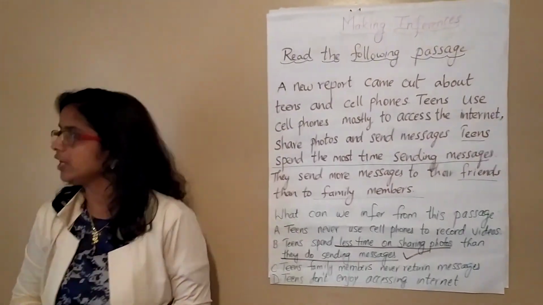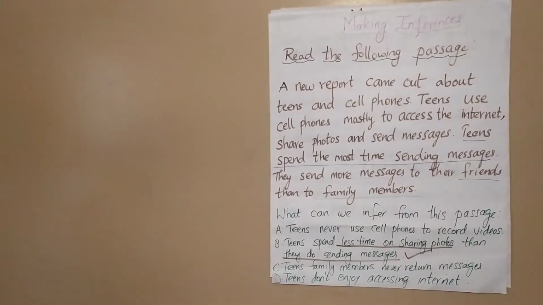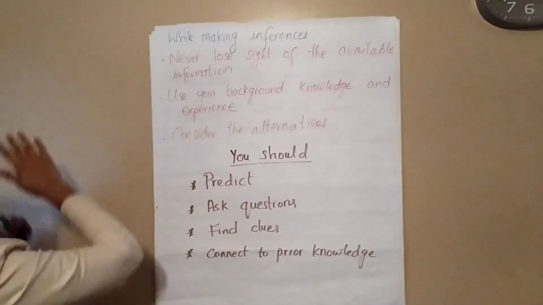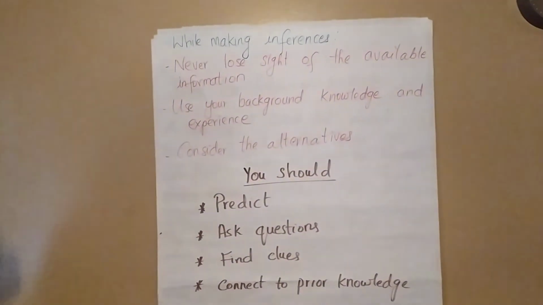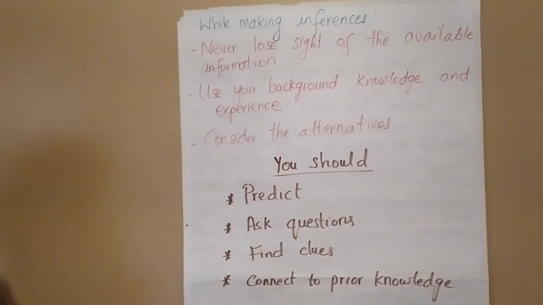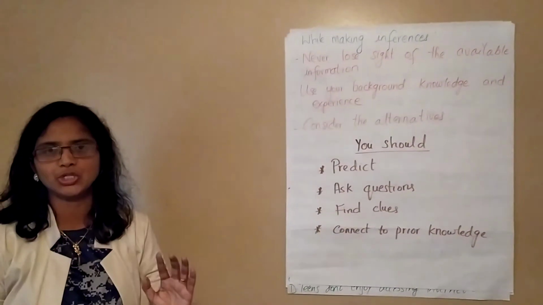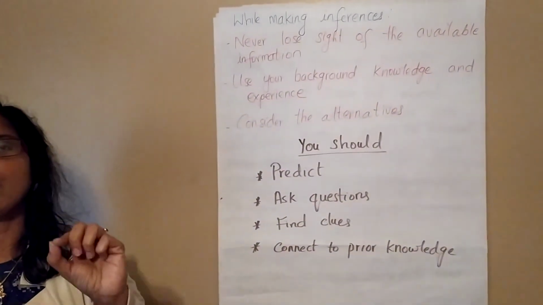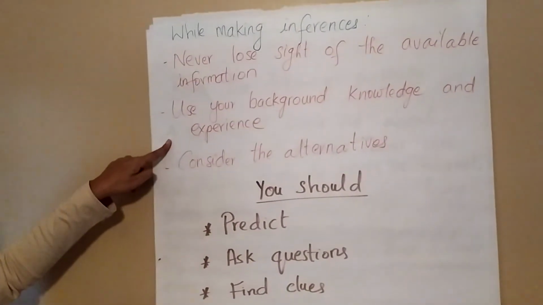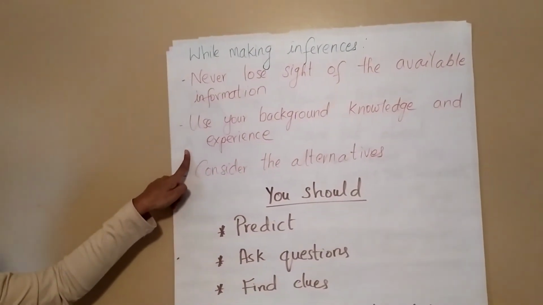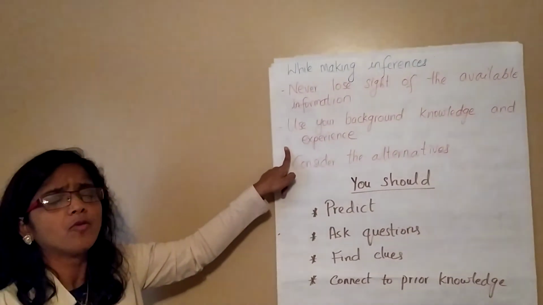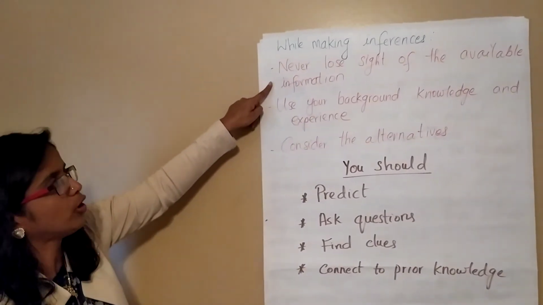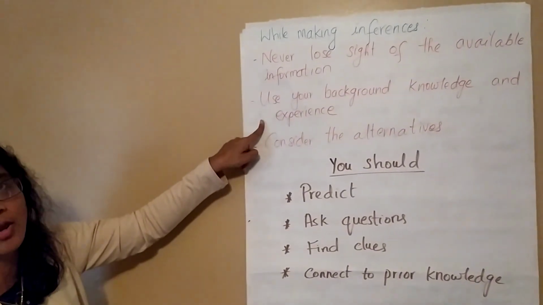So when you have to make inferences, you need to remember certain things to make appropriate inferences. First, never lose sight of the available information. Read all the information. Do not skip any information. Next, use your background knowledge and experience. This is really important. We all have experiences. We all have knowledge. We know many things. So let's connect the available information from the text to the knowledge we already have.